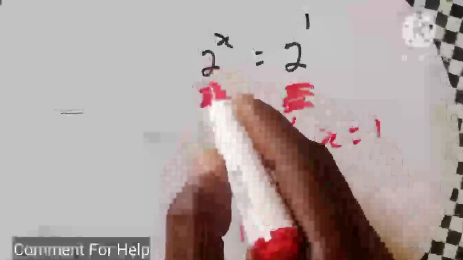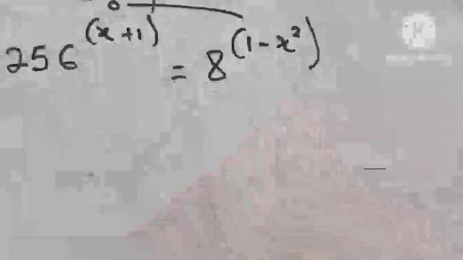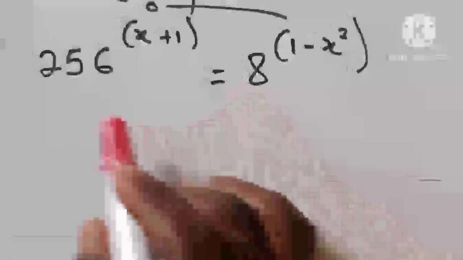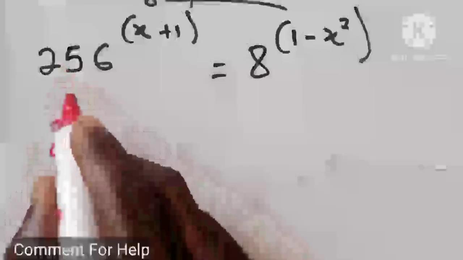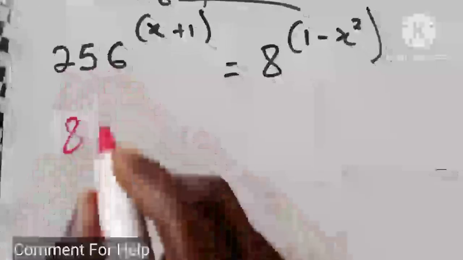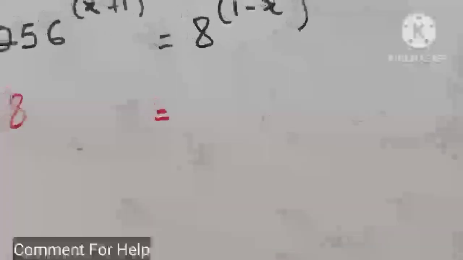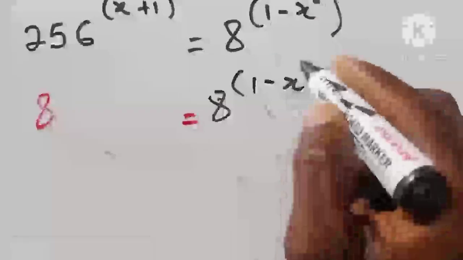So technically, if the bases here are the same, you can easily equate the exponents. That is the key, and that is what we are going to use in solving this particular problem. Now you see this number here is much bigger than the number here. So can we have the base here to be 8, 8 raised to the power something that will give us 256? That is what we are looking for, because this is the smaller one. So we have here 8 raised to the power 1 minus x squared.